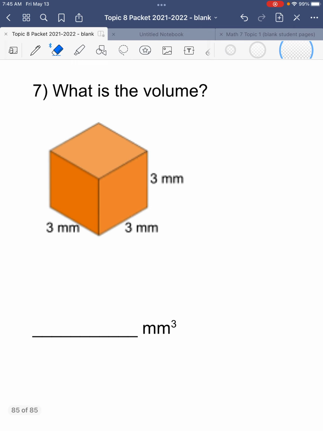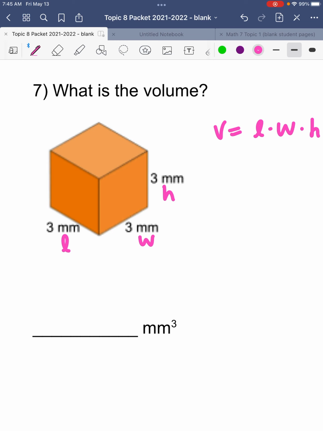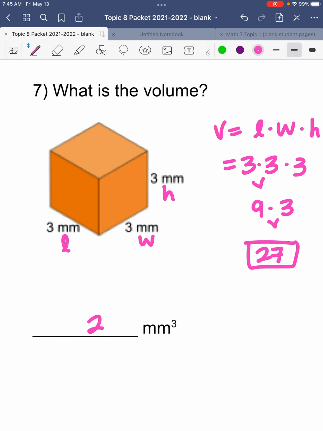So here I've got a cube. I'm trying to find the volume. So length, width, height, it doesn't matter how I label them, but I know that volume is area of the base, which is length times width, and then I multiply that times the height. So 3 times 3 times 3. Well, 3 times 3 is 9. Times 3 is going to be 27. So 27 is our answer. So 27 millimeters cubed is our answer.